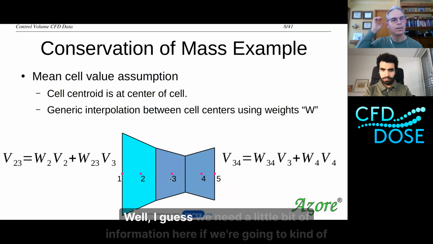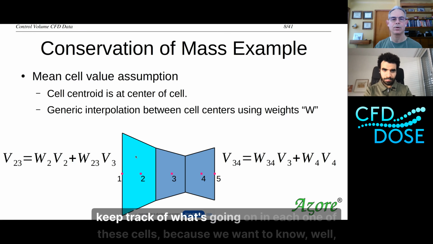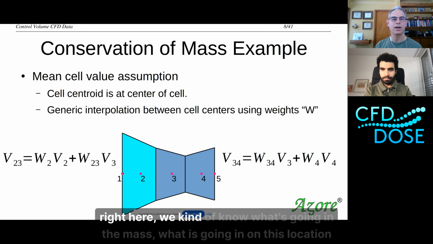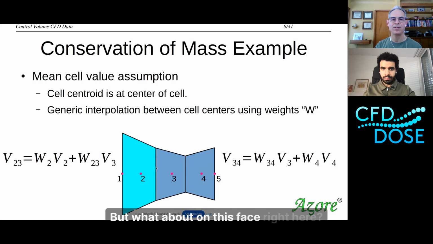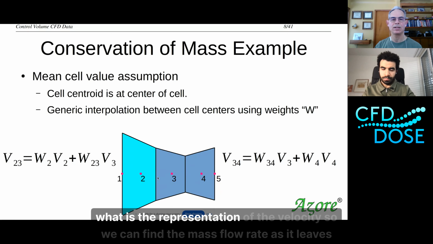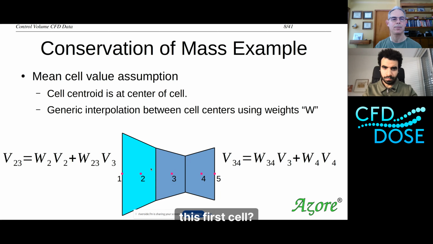Well, I guess we need a little bit of information here if we're going to keep track of what's going on in each one of these cells. Right here, we know what's going in, the mass going in at location 1, but what about on this face right here? How do we determine the representation of the velocity so we can find the mass flow rate as it leaves this first cell?